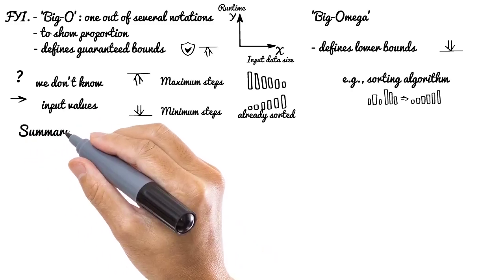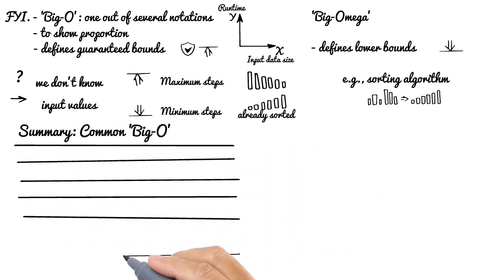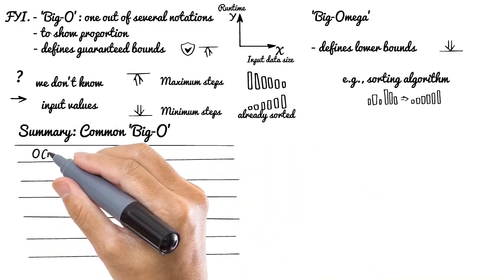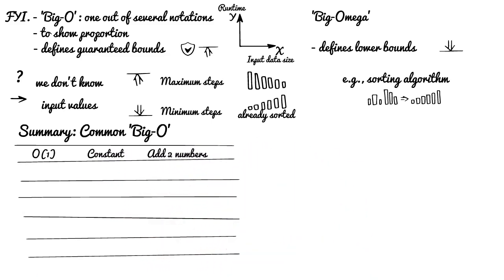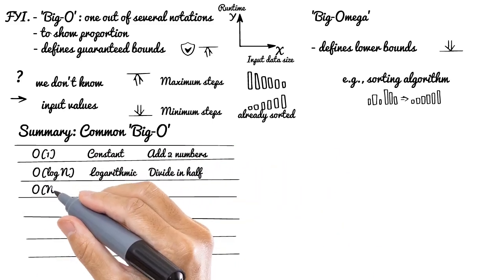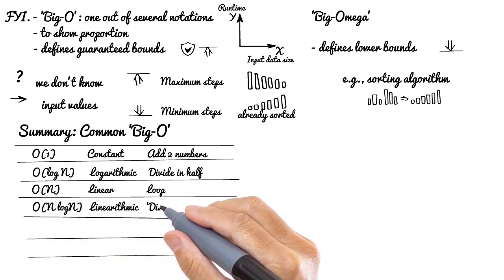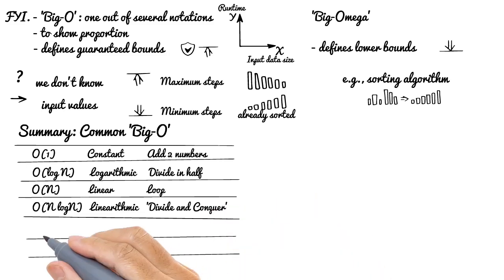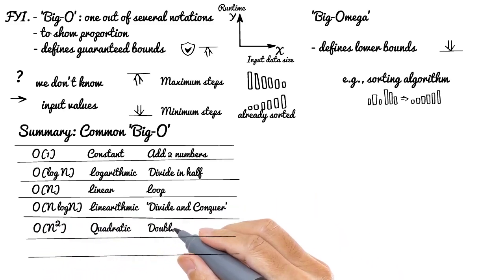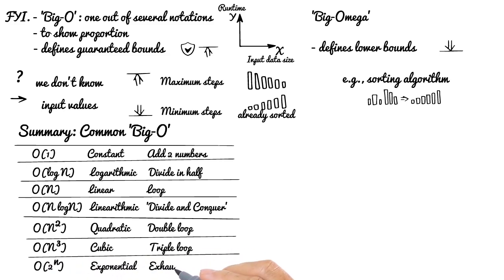Let's summarize common order of growth, Big-O classifications, by naming them and giving an example of a technique or task which can be used to achieve such Big-O. 1. Constant: add two numbers. Log n, Logarithmic: divide in half. N, Linear: loop. N log n, Linearithmic: divide and conquer. N squared, Quadratic: double loop. N to the power of 3, Cubic: triple loop. 2 to the power of n, Exponential: exhaustive search, check all subsets.